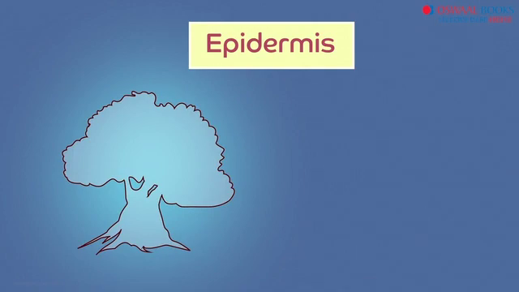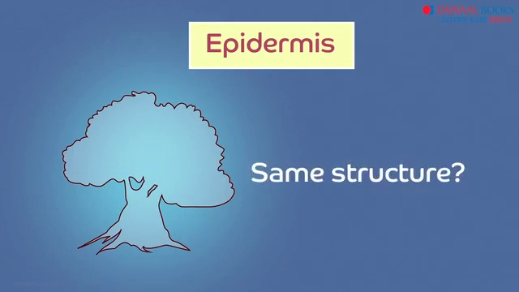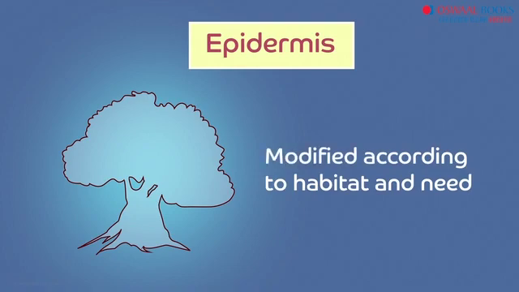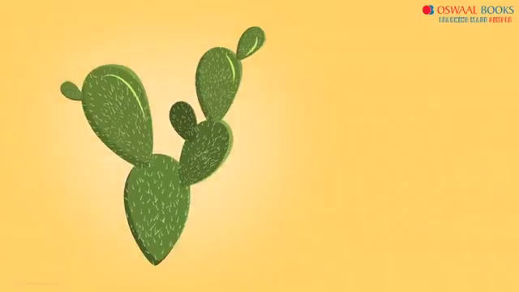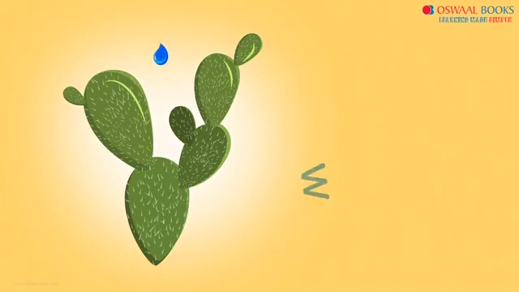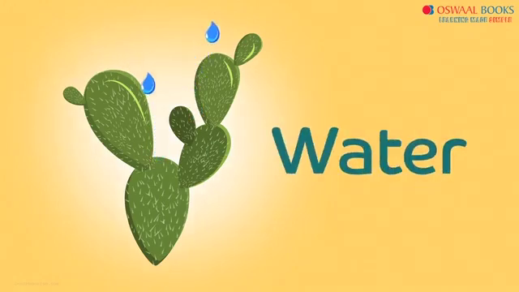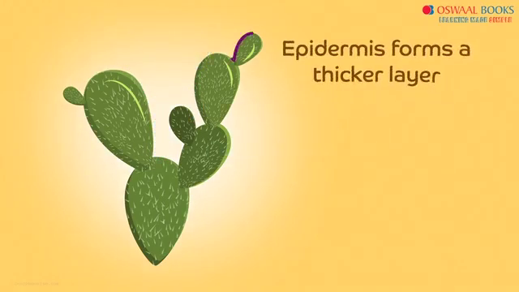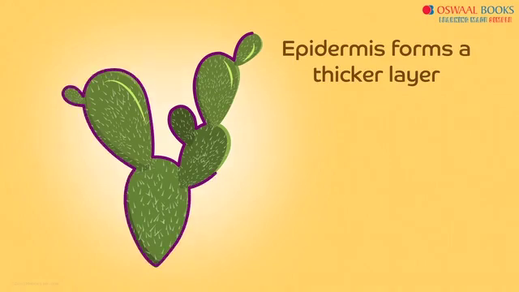So do you think all plants will have the same structure and same type of epidermis layer? Well, actually not. Epidermis gets modified depending upon the habitat and thus the plants' needs. Let me ask you a question. What would plants growing in the dry habitat need the most? Yes, water. In case of such plants, the epidermis forms a thicker layer in order to prevent excessive water loss.